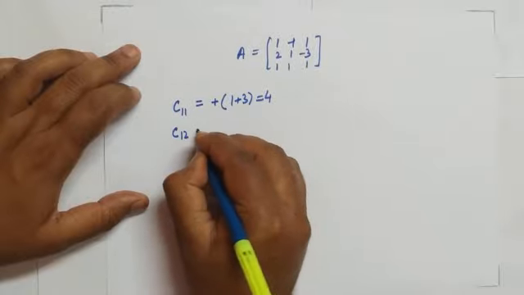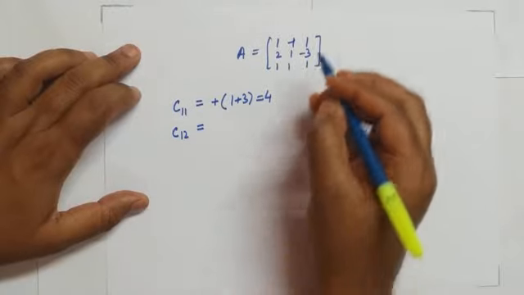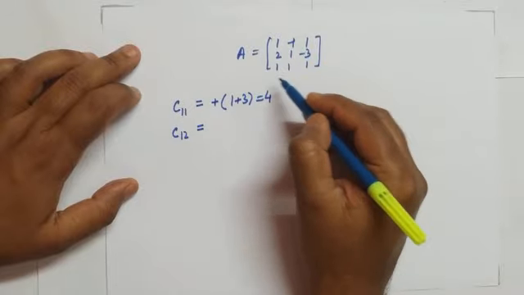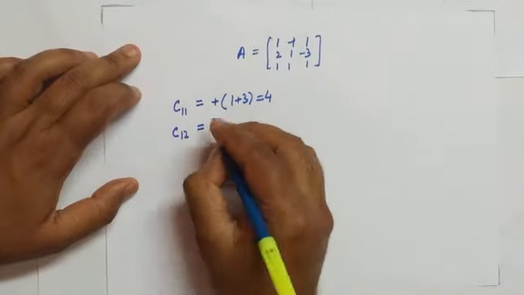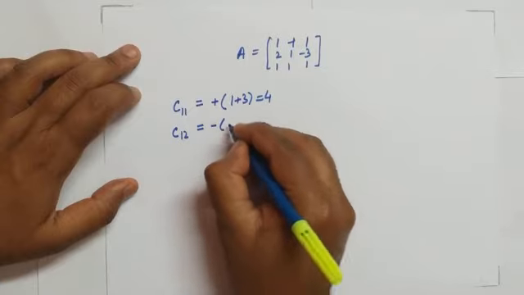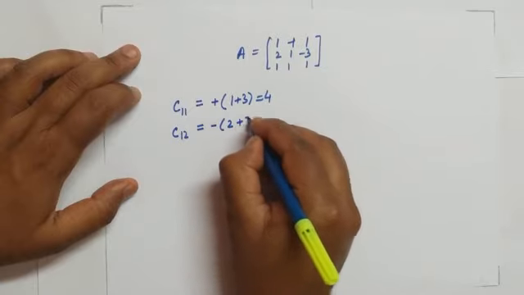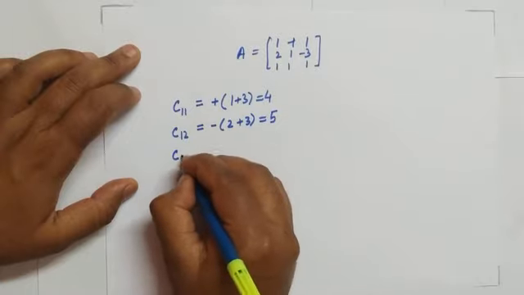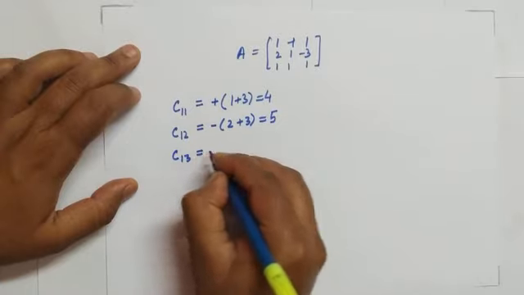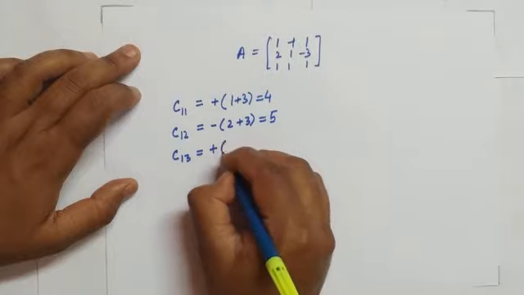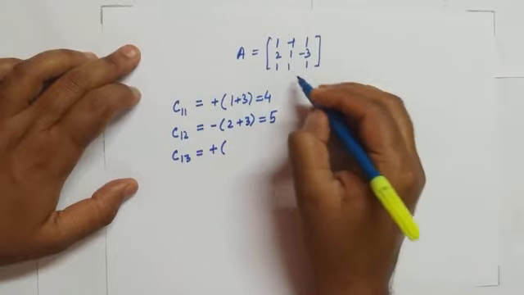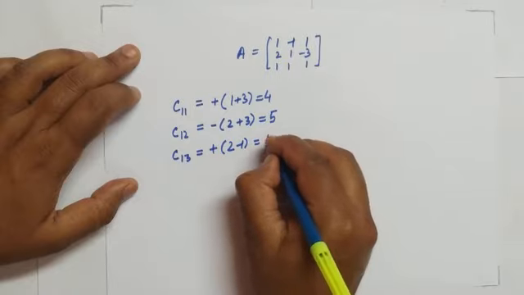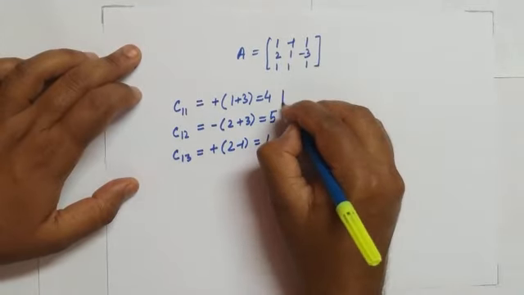C12 is equal to the cofactor of first row, second column, it means 2 plus 3 and the sign will be minus. 2 plus 3, that is equal to 5. C13 is equal to plus, first row third column, 2 minus 1, that is equal to 1.